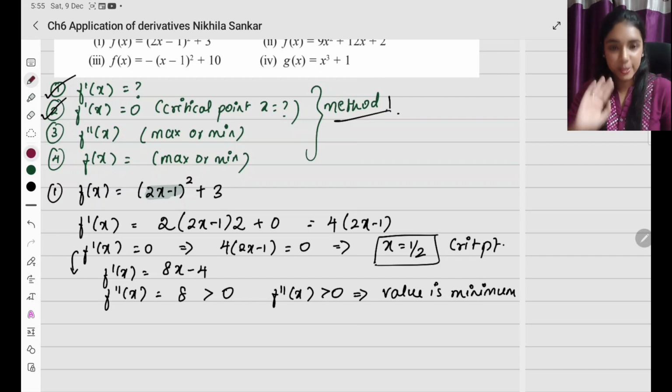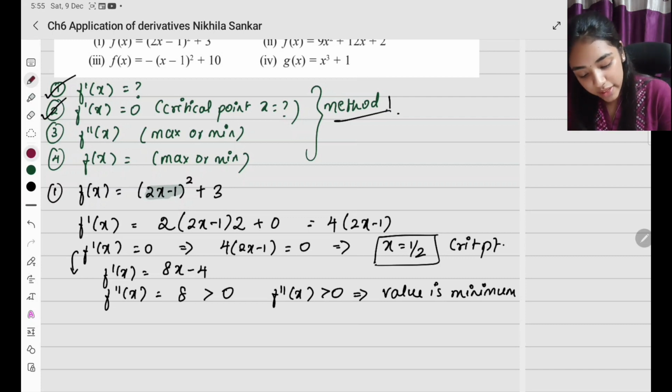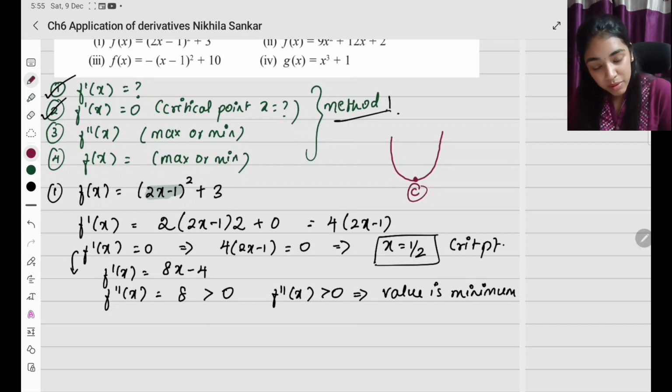Why do you have such a way? Example la na vandu explain pannirken, but when you have f double dash of x greater than 0, the value is going to be minimum. So this point, my critical value, is going to be my minimum value when f double dash of x is greater than 0. Idoda meaning enna? Around the critical point, the graph is increasing. It is going to be greater than 0.